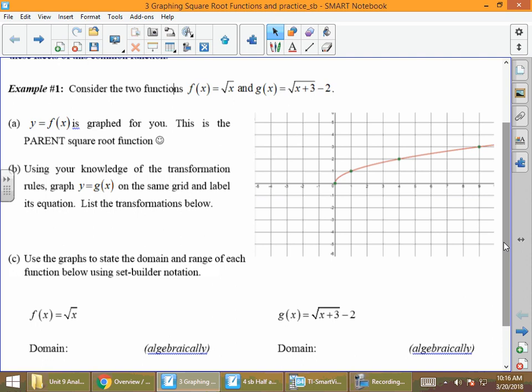What I have in terms of the picture here and on your notes is the parent function. It's f of x equals the square root of x. Let's take a look at the pattern in this graph, because if we can learn the pattern, then we should be able to draw the graph eventually. We have a point at 0, 0. We have a point at 1, 1. We have a point at 4, 2, and we have a point at 9, 3.